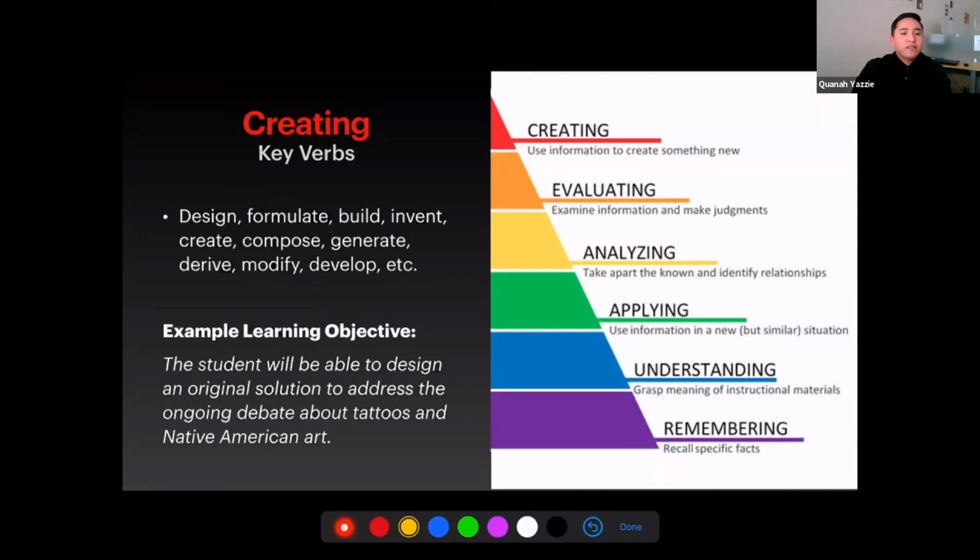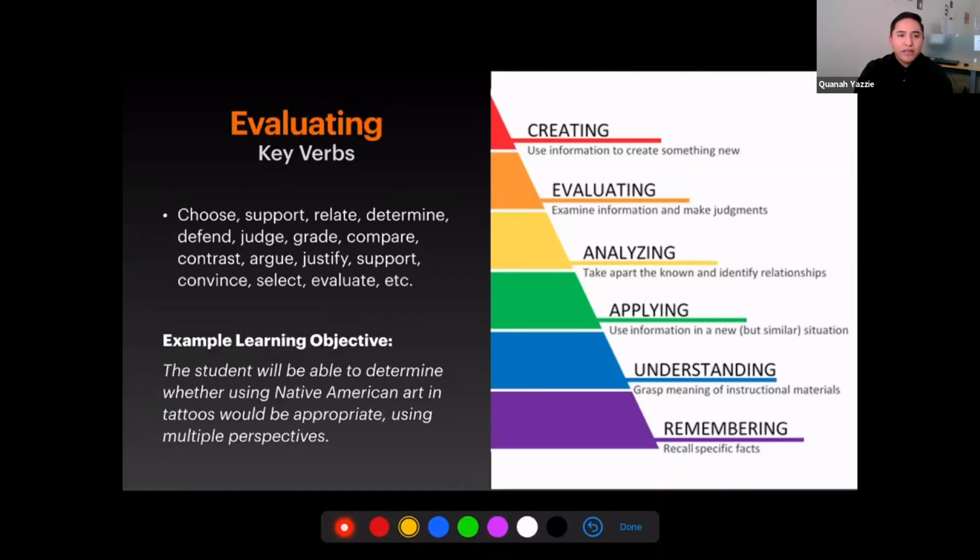And an example learning objective here, from the instructor's view. They're saying, I'm going to use these key verbs to allow the student to understand the creating portion. So the student will be able to design an original solution to address the ongoing debate about tattoos and Native American art. This is in their own mind. They're thinking this as instructors: I want my students to learn this, so I'm going to use these key verbs to allow them to create something new. So that's what's happening with the creating portion. Remember those types of key verbs that you see.